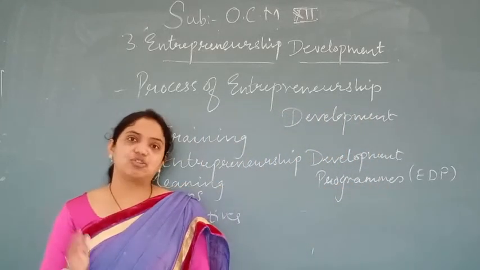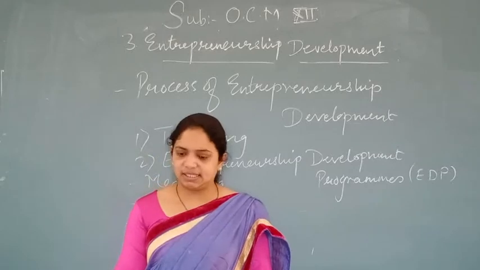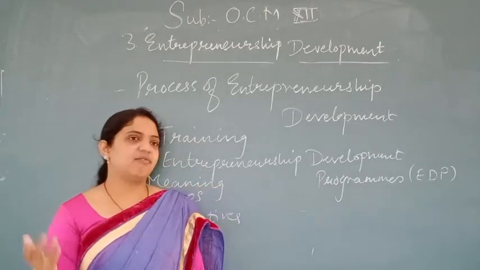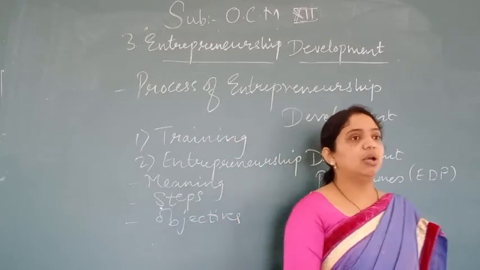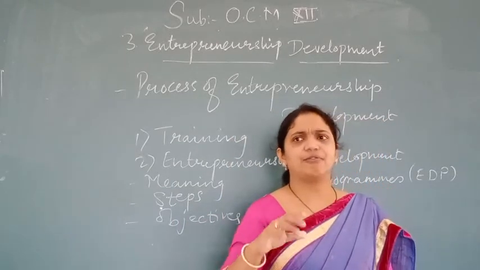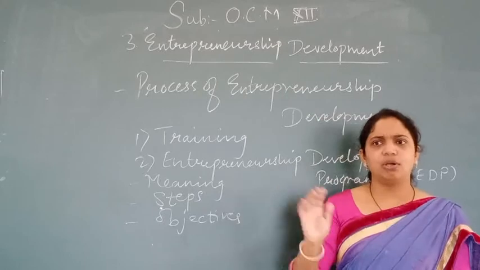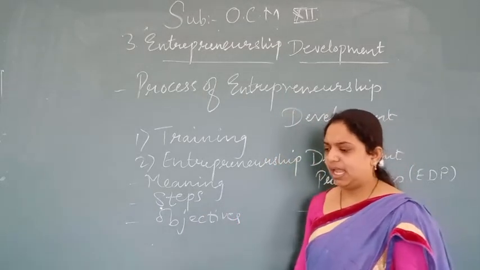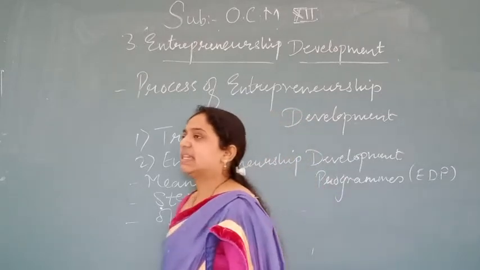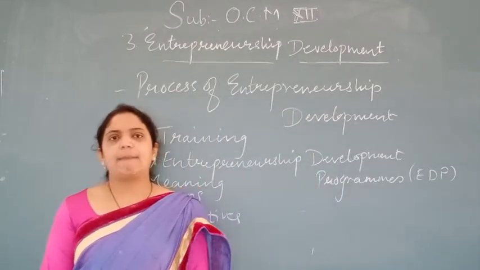Number 7 is actual training. Then the actual training is done. Number 8 is monitoring and follow-up. After the training is completed, follow-up and monitoring have to be done. That means we have to check whether he is doing it or not. These 8 steps are there for EDP, that is, Entrepreneurship Development Program.